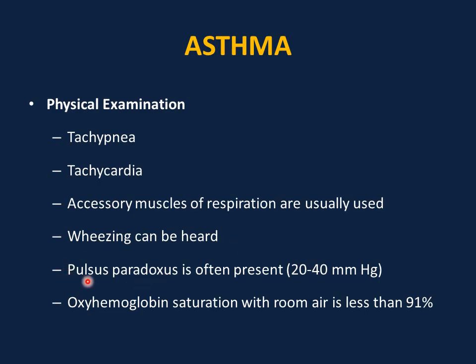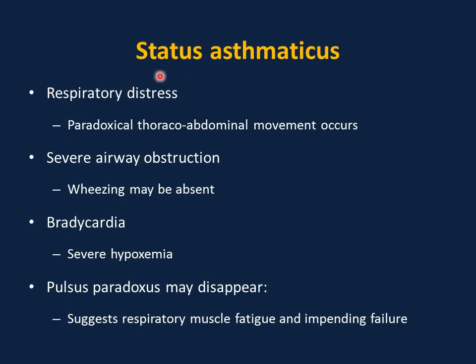Pulsus paradoxus, which is a drop in the systolic blood pressure during inspiration, should be less than 10. If the pulsus paradoxus, or the drop in systolic blood pressure, is more than 20 millimeters of mercury, this is significant. Oxyhemoglobin saturation can be less than 91, and the lower, of course, the worse, and the more requirement for oxygen. If asthma or acute asthma exacerbation is left untreated or not treated properly, it can progress to status asthmaticus. So kids with status asthmaticus present like asthma but more severe.